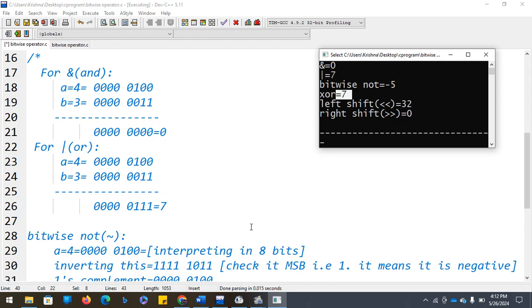But actually there are differences between XOR and OR. If all the inputs are 1, then XOR will give you 0. So that is the difference. All others will remain the same.